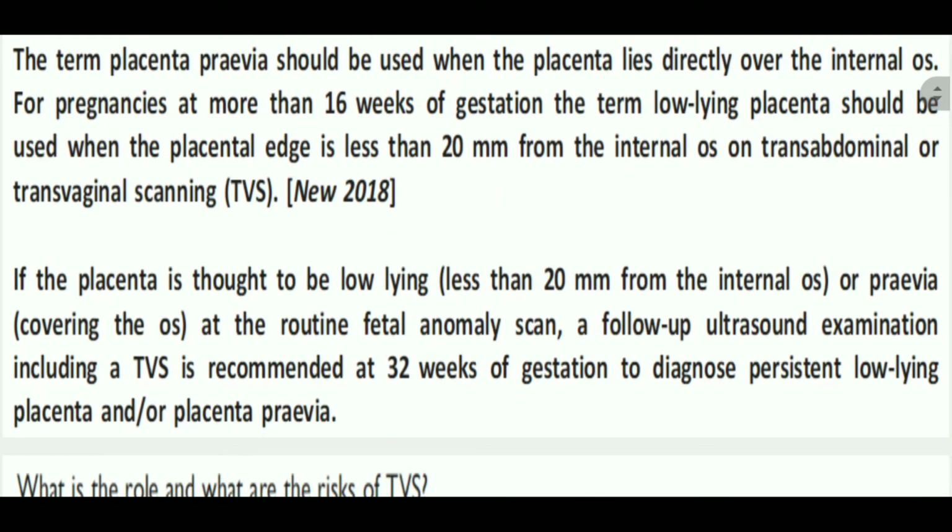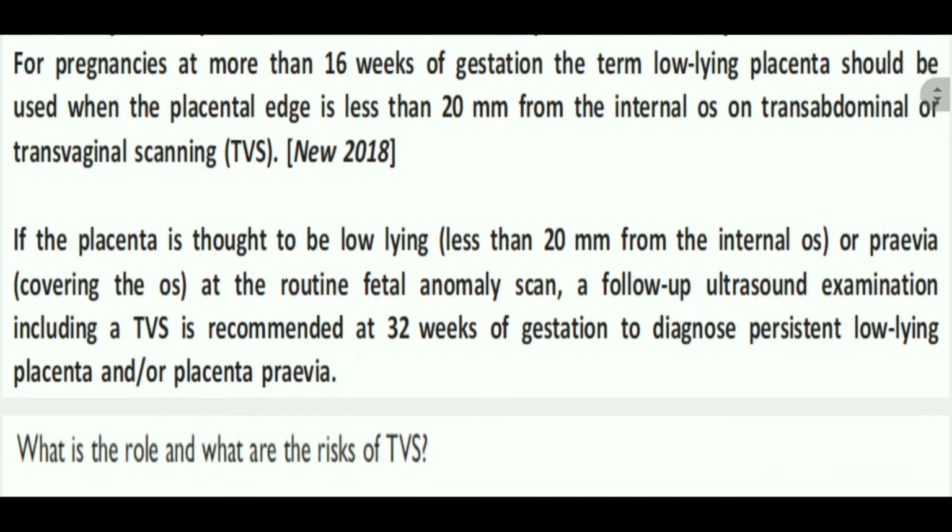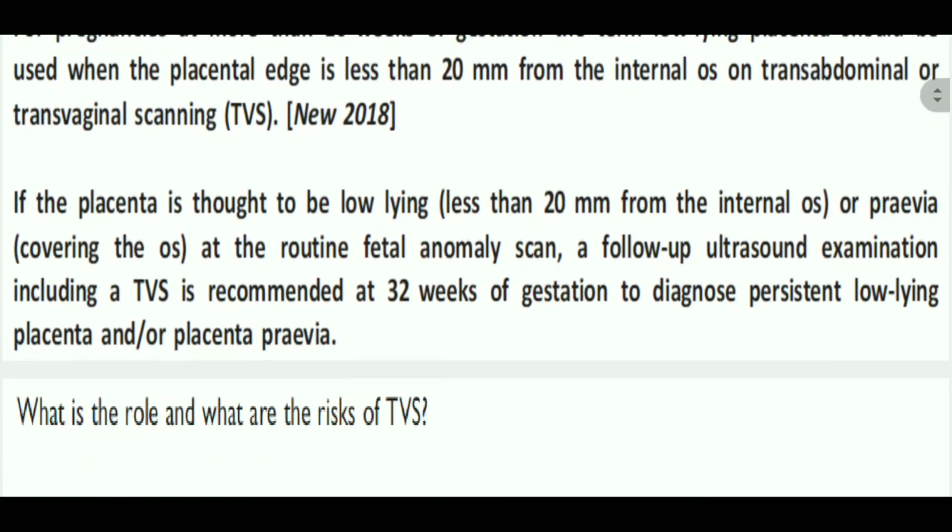Now, if we find either low-lying placenta or placenta previa on routine anomaly scan, what do we have to do? We have to do a scan at 32 weeks of gestation. It's written that if placenta is thought to be low-lying, less than 20 mm from internal os, or previa covering the os at routine fetal anomaly scan, follow-up ultrasound examination including TVS is recommended at 32 weeks of gestation to diagnose persistent low-lying placenta or placenta previa.